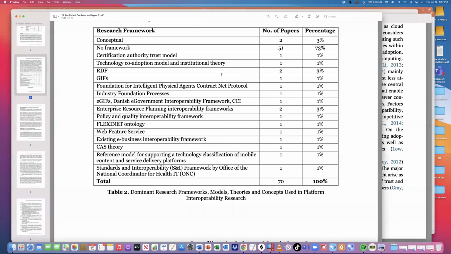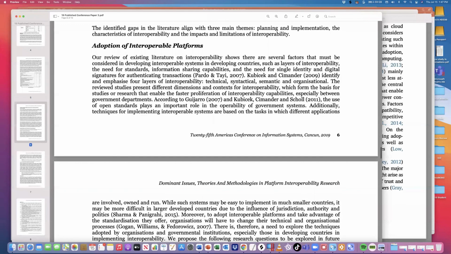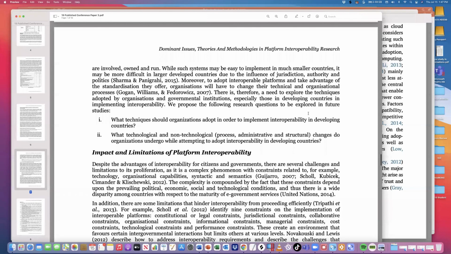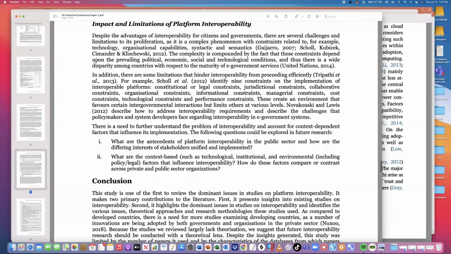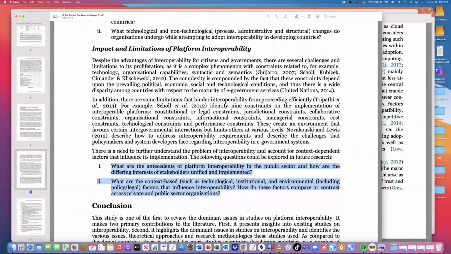This conference paper like this. When we're discussing the dominant issues, so research gaps, we discuss this one, then we say what questions we propose that the following questions should be explored in the future. We discuss them. So that's what we do. They pose questions. So he can then build his PhD based on the questions that are here.